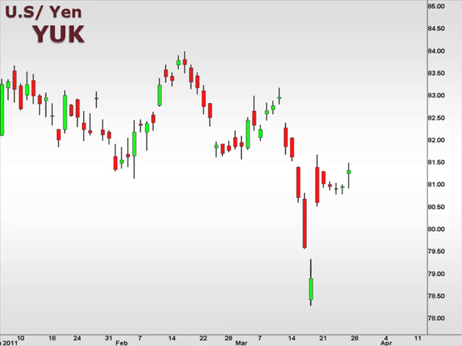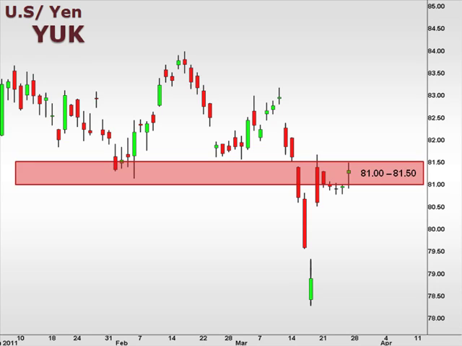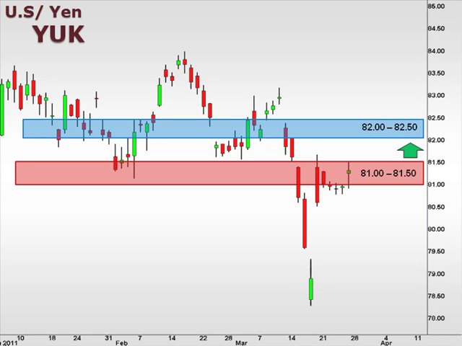Let's take a look at the YUK, the US dollar versus the Japanese yen. The YUK has been consolidating within the 81.5 focal zone for the past week. A break below 81 opens the window for a retest of the lows. A break above 81.5 lends credibility to a move towards resistance at the 82.5 level.